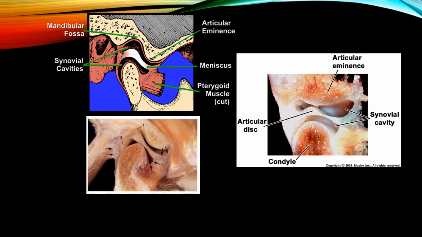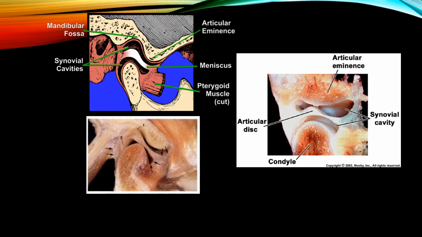As you can see, the articular cartilage is also known as the articular disc. It is actually interposed between the condylar head and the mandibular fossa, which is also known as the glenoid fossa, which is a part of the temporal bone. So the articular disc is in between the condylar head of the mandible and the glenoid fossa of the temporal bone.